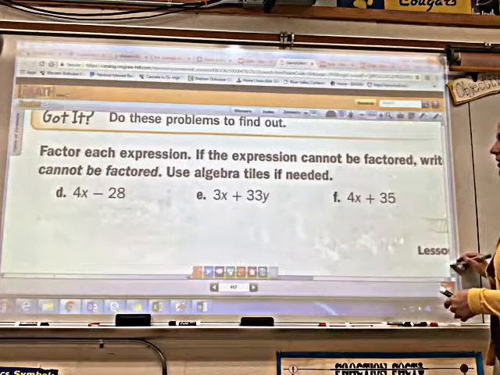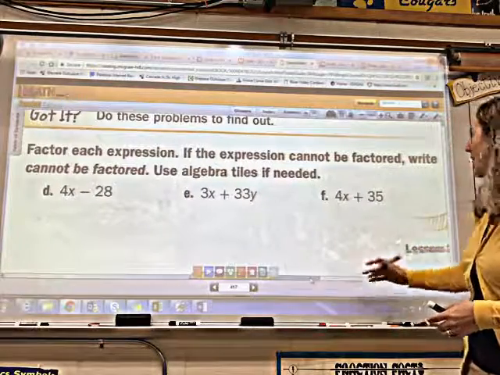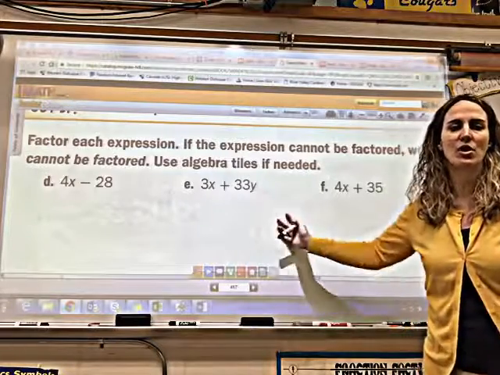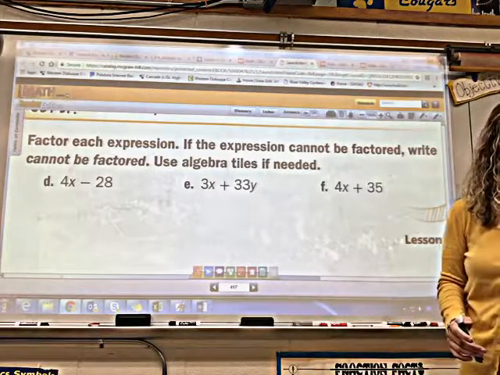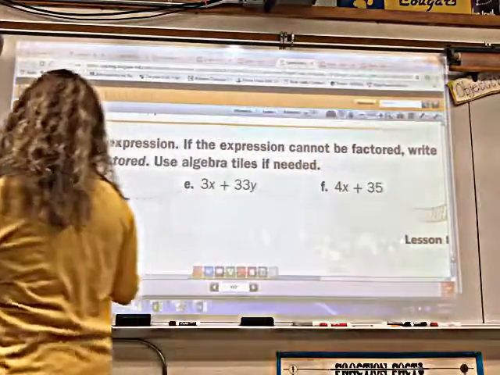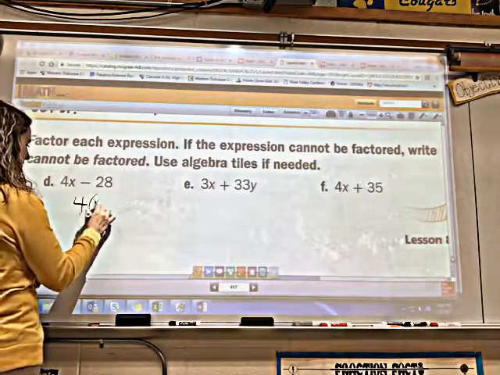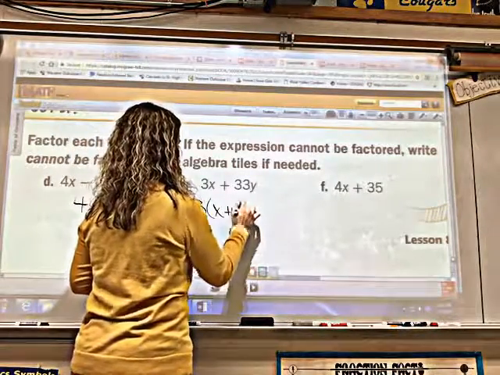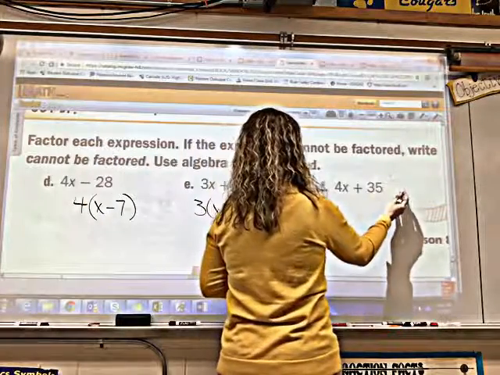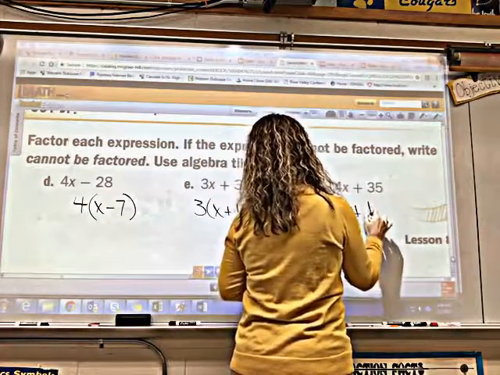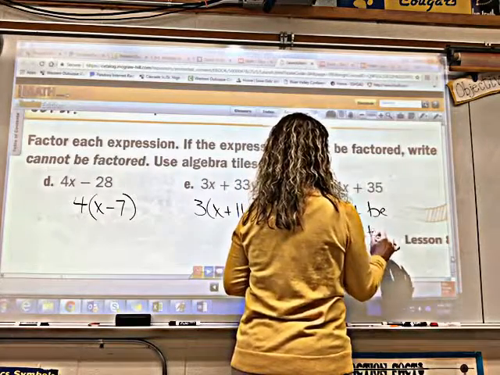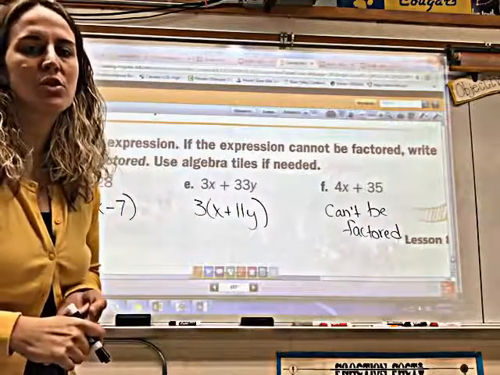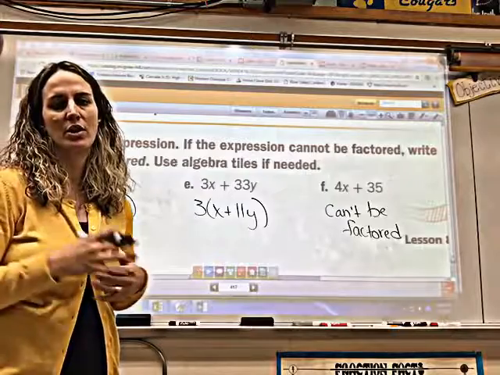Okay. Let's go ahead and take a look at the 3 on the bottom. What I would like you to do is pause your video and complete these 3 problems, and then when you're finished, come back and I'll show you if you have the correct answers. All right, hopefully you've had some time to complete these 3 got it problems. Let's take a look to see if you agree with my answers.